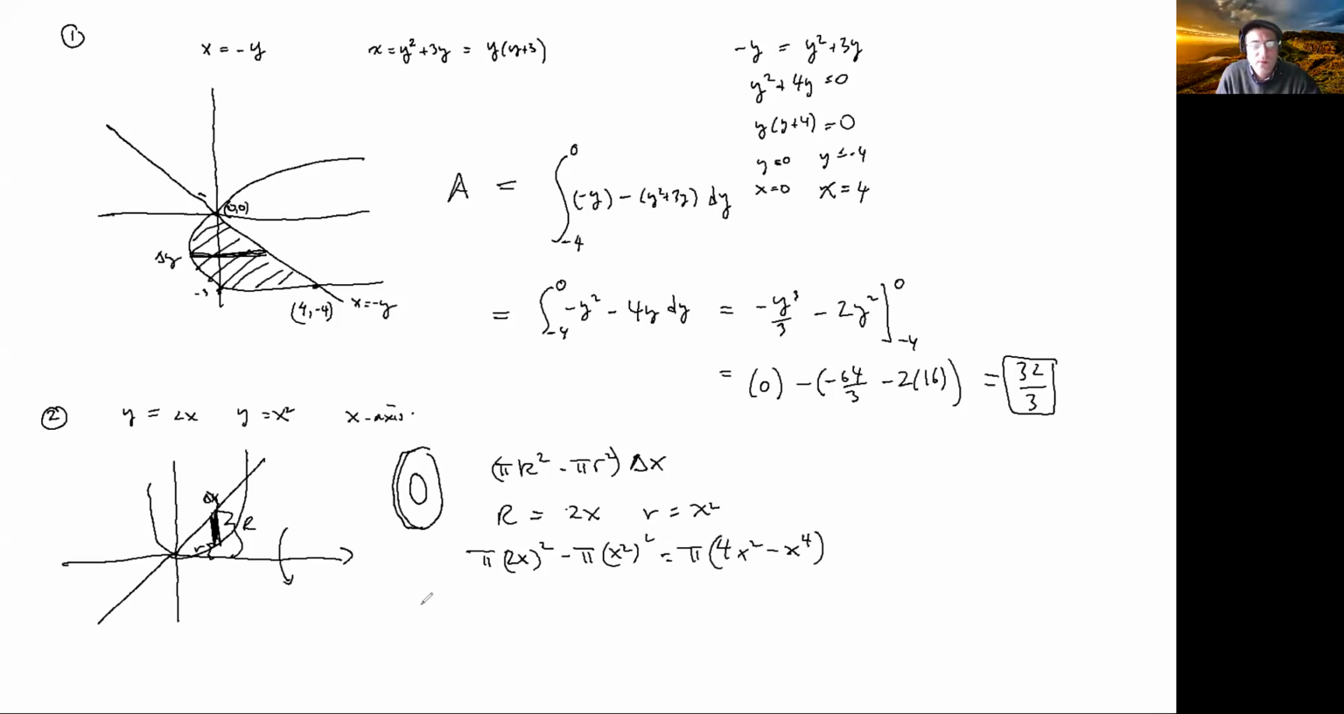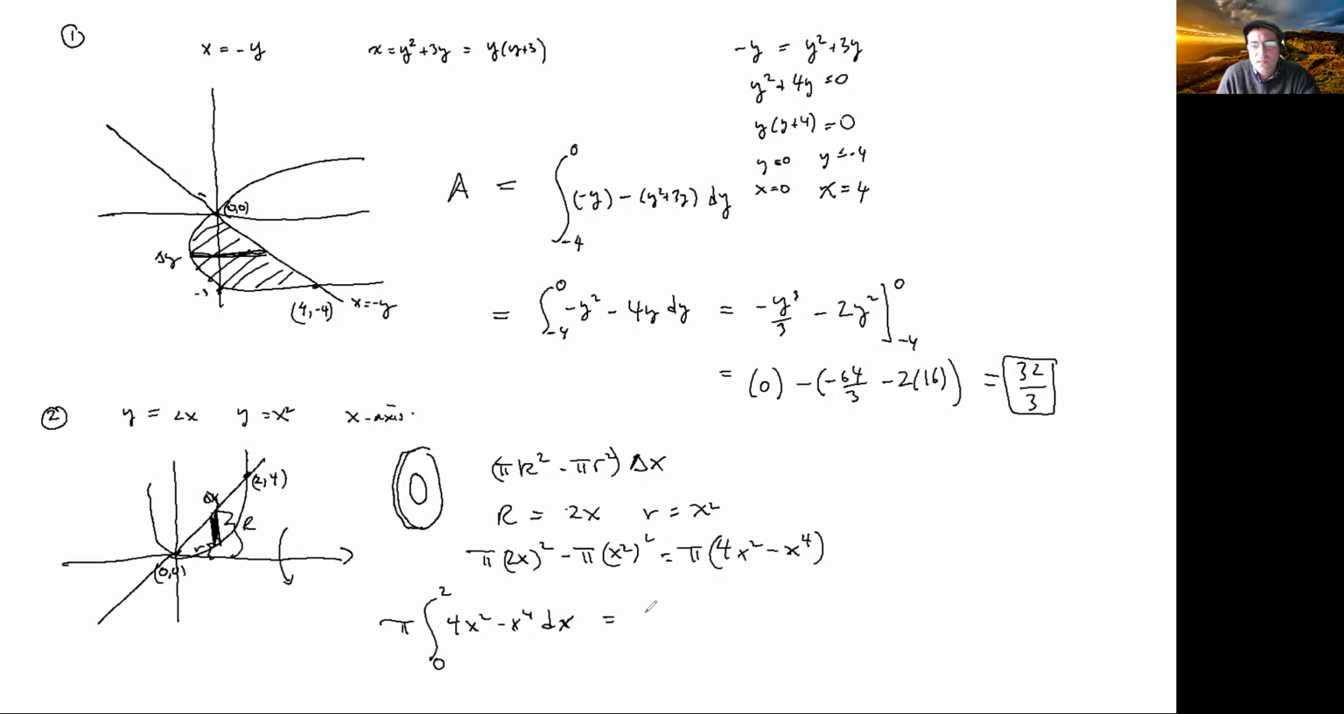Okay, so we're going to integrate now, which means we cover it with these strips. We have to figure out these intersection points, because that's going to tell us where x is going from. So it's going from 0, 0, and now what is this intersection point? It's where 2x equals x squared. Well, that's when x equals 2, so it's 2, 4. So x is going from 0 to 2 in this picture, and it's pi, I'll bring the pi through the integrand, 4x squared minus x to the 4th dx.